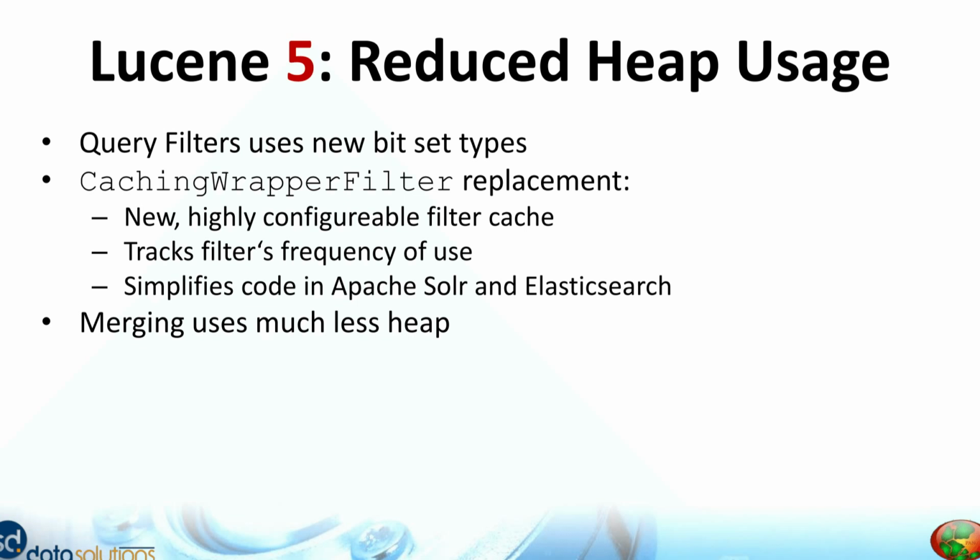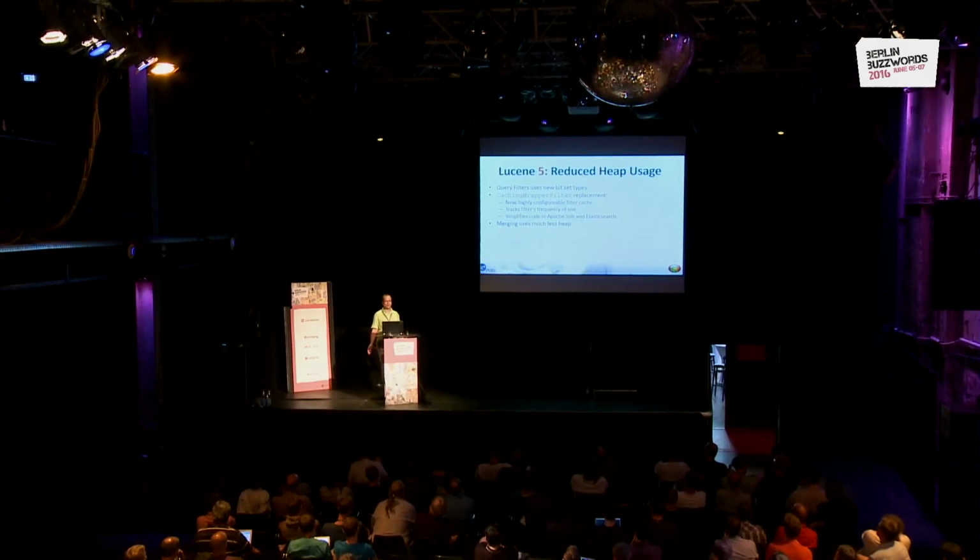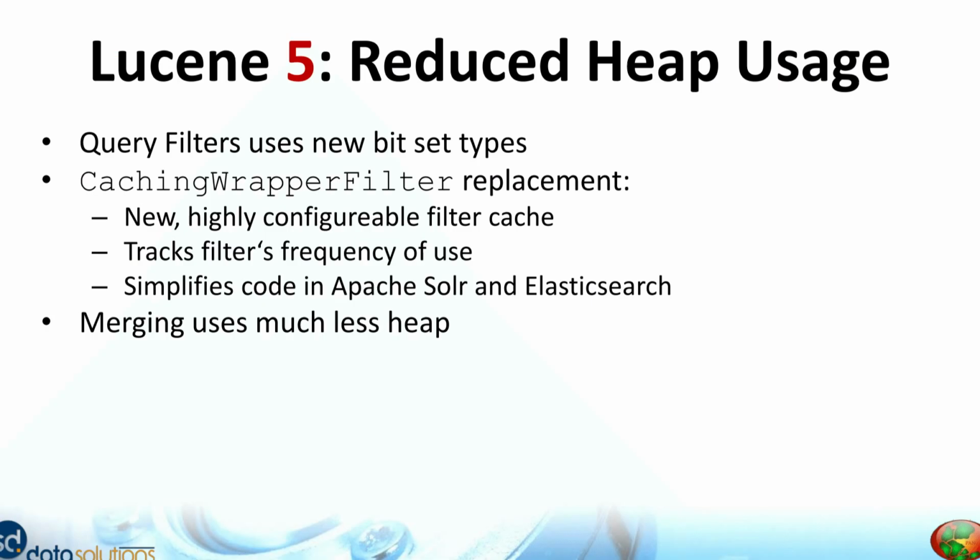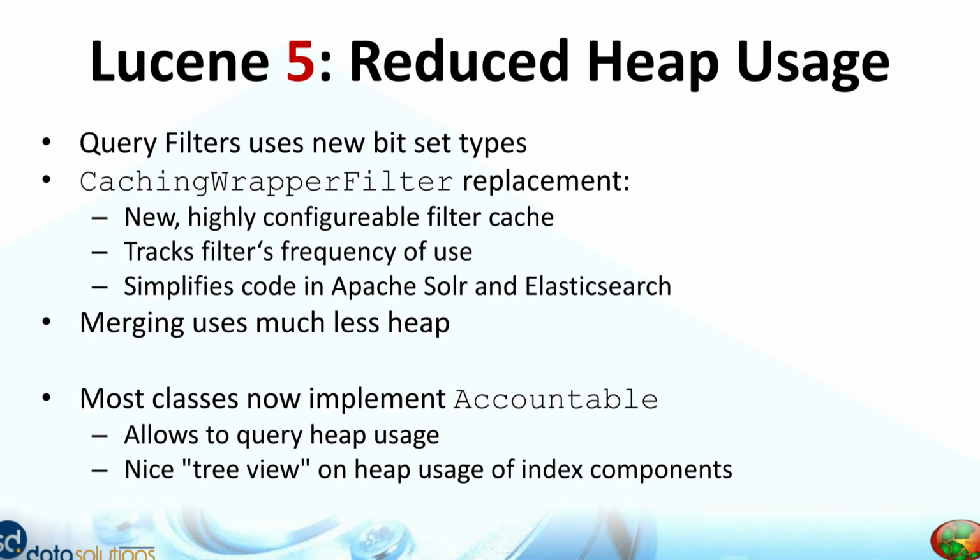The other stuff that was done in Lucene 5 is reduced heap usage. A lot of smaller pieces in Lucene were rewritten, so there were a lot of new bitset types added, so query filters, which are often cached, don't use so much heap space. There was also the caching wrapper filter replaced by a completely new, highly configurable filter cache, and in later versions of Lucene 5, it was also extended to queries. It also tracks the frequency of filter use, and because of that, it's much easier to include the whole thing into Apache Solr and Elasticsearch. And also merging uses much less heap.